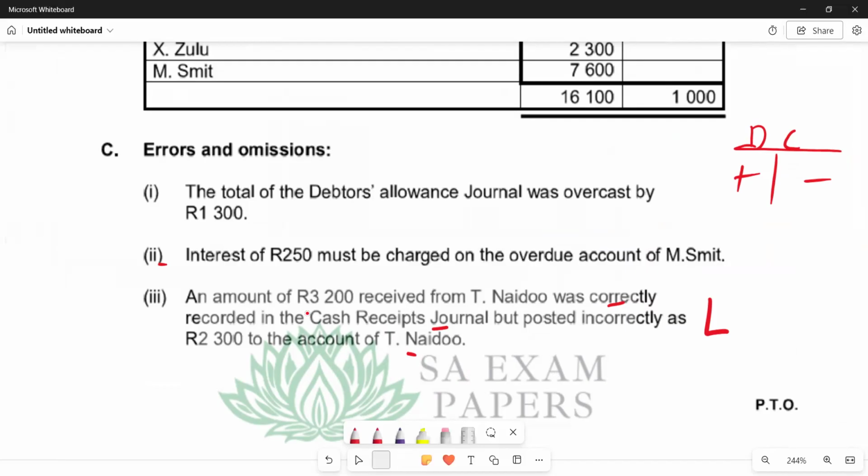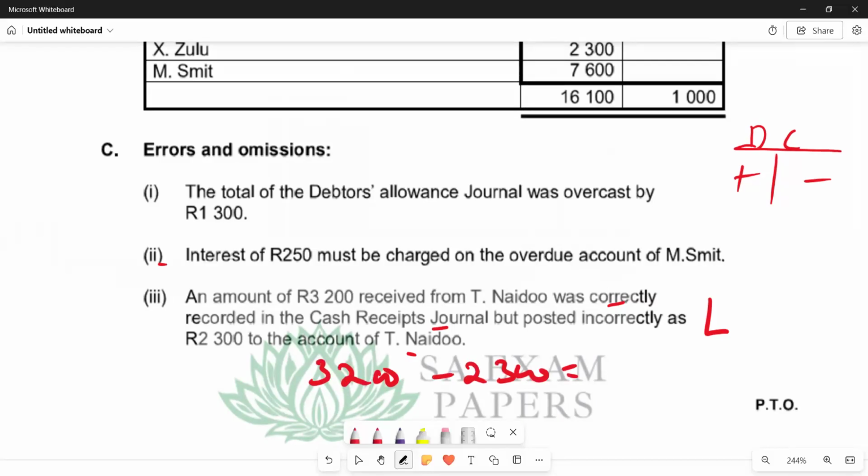So this amount was entered as a small amount in the ledger. By how much is the question? So we're just going to say 3,200 minus 2,300. So if you say 3,200 and then we subtract 2,300, you're going to get 900.